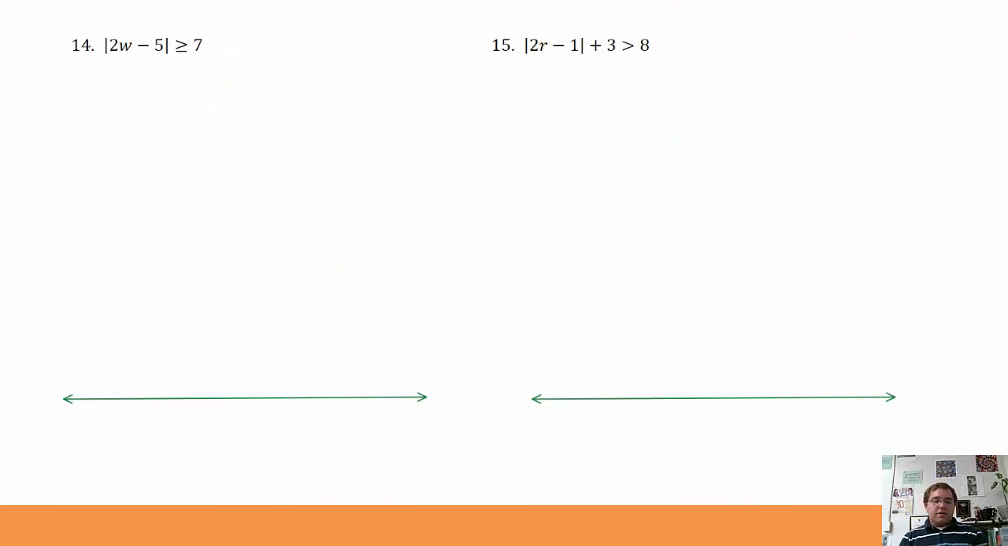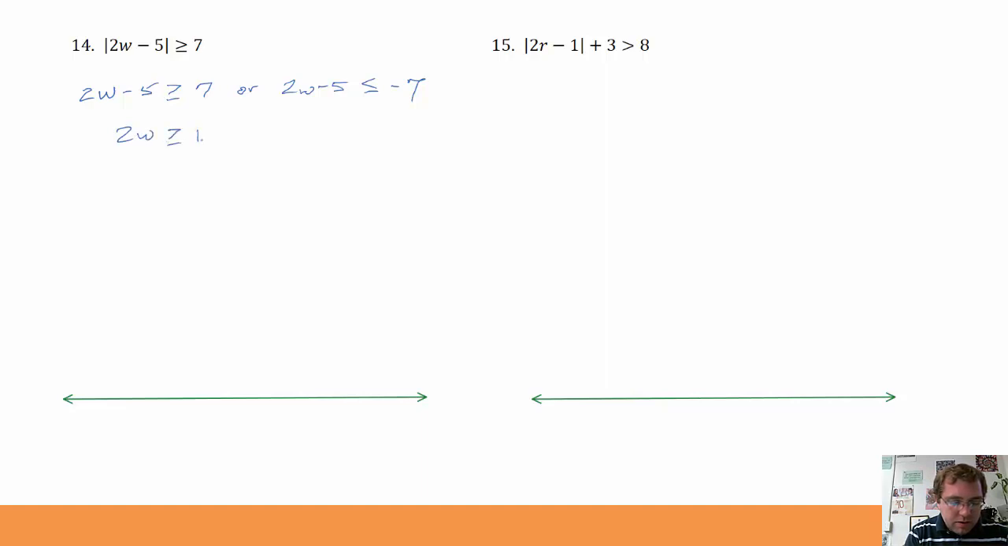14. Absolute value of 2w minus 5 is greater than or equal to 7. All right, remember an absolute value greater than gave us an or inequality. So we break it up into two separate inequalities. 2w minus 5 is greater than or equal to 7. So exactly the way it looks without the absolute values. Or 2w minus 5 is less than or equal to negative 7. So switch the sign and make the number on the right negative. Solve both of them for w.